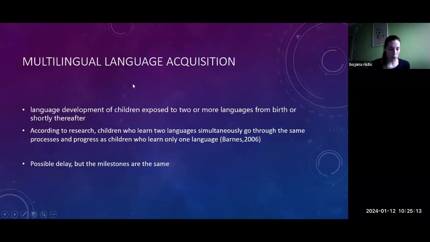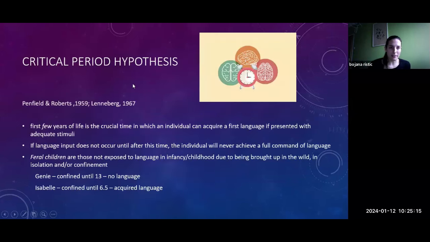Okay, so another important thing that I will be talking about here is why language acquisition is also different from learning, because we believe that language acquisition relates to something that we learn in the first years of life. And the first years of life are crucial. And here we come to the point of what our brain is doing in the meantime, right?